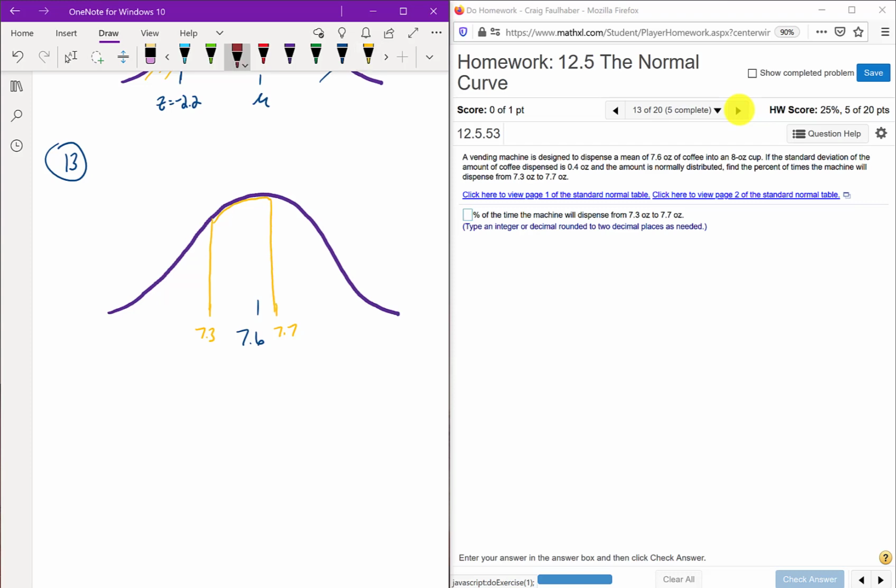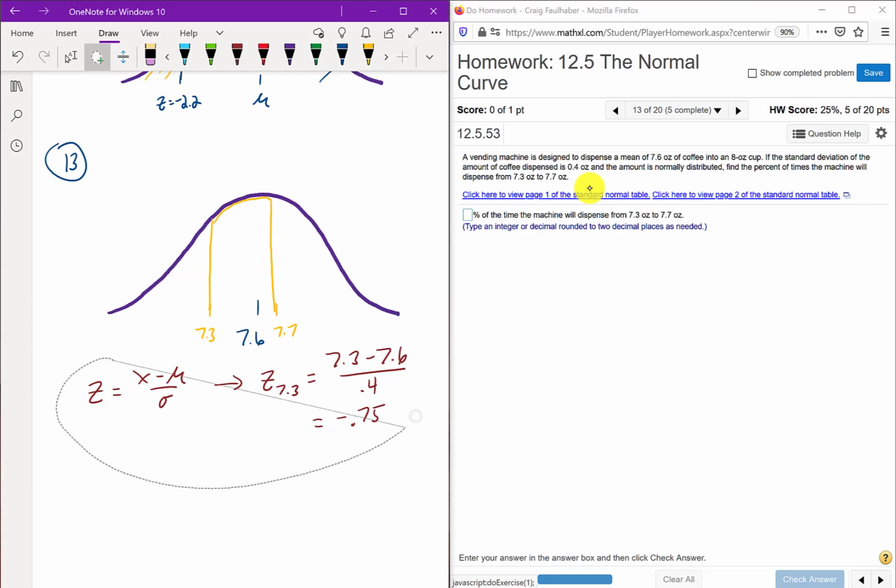Now to do that, we need to find z-scores for both 7.3 and 7.7. So let's find some z-values. For 7.3, our z-value is going to be 7.3 minus 7.6 over the standard deviation, which they told us was 0.4. That's going to give us negative 0.3 over 0.4, which turns out to be negative 0.75.